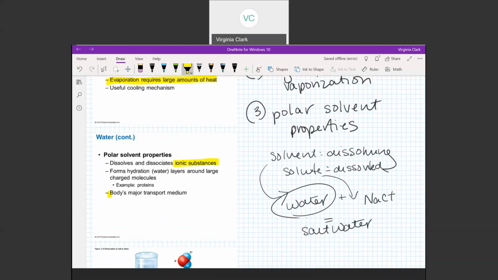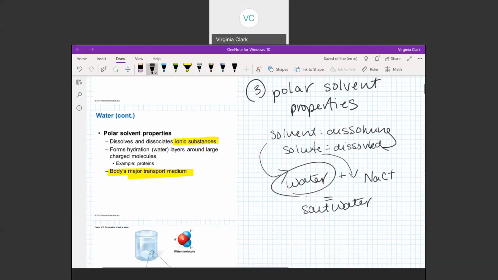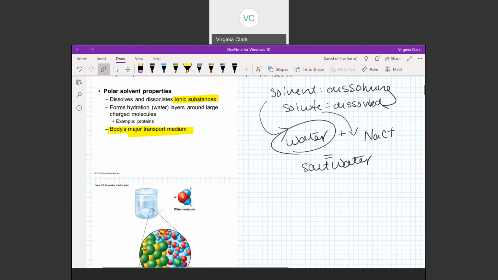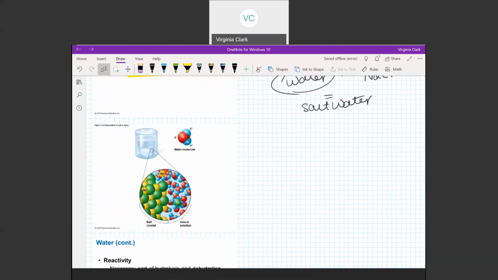And this is a very important concept right here. It is the body's major transport medium. So things will dissolve in the water in our body and then be able to be transported around our body. So here's an example of that, the NaCl that we talked about last time.